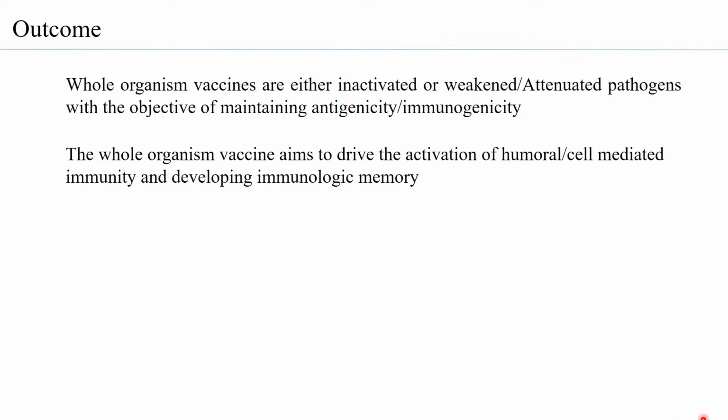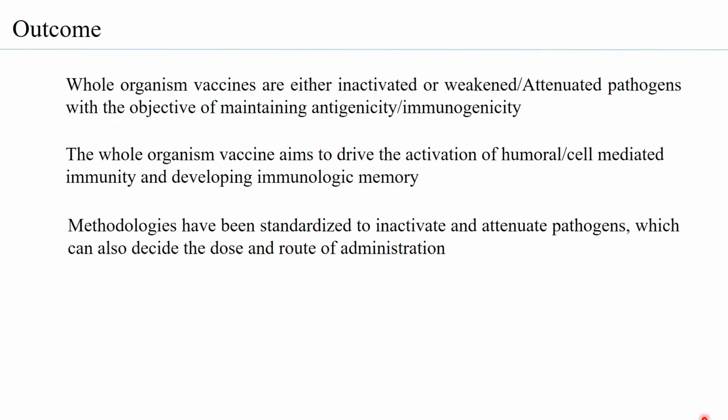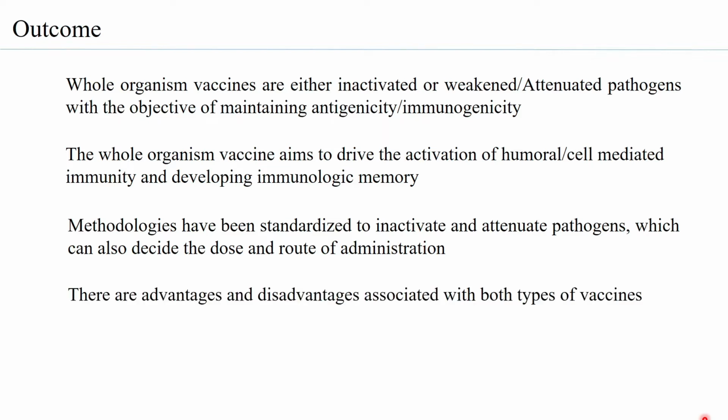The whole organism vaccine aims to drive the activation of humoral or cell mediated immunity or both, and developing immunologic memory. Methodologies have been standardized to inactivate and attenuate pathogens, which can also decide the dose and the route of administration of these vaccines. There are advantages and disadvantages associated with both the type of vaccines.